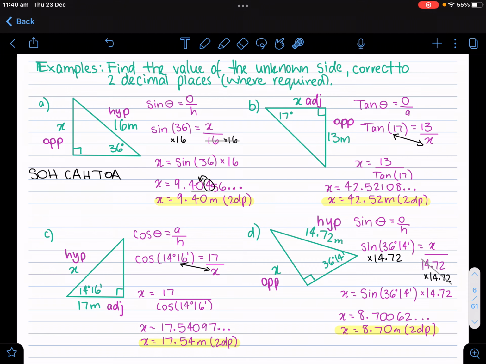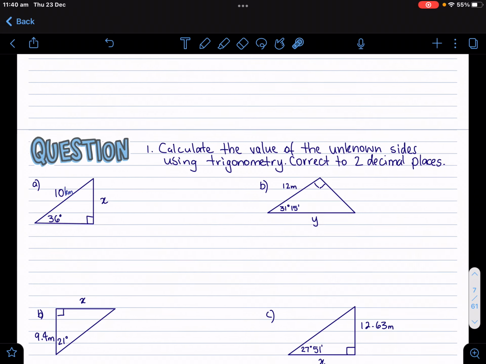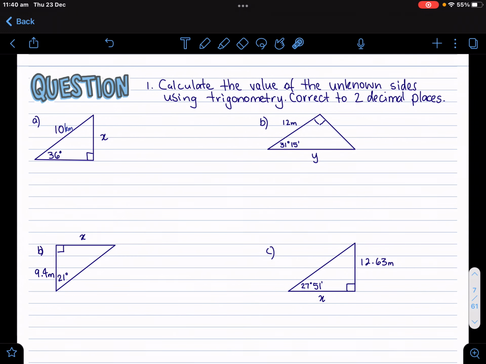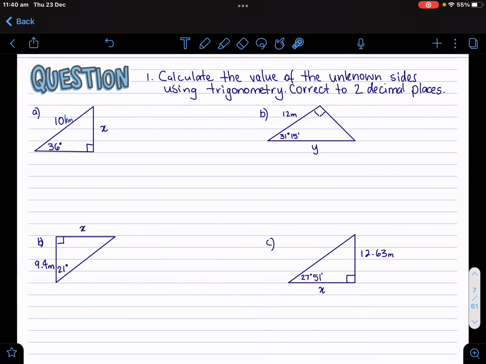Hopefully after all those examples, you're getting a better hang of this. I got a few questions here for you to try. Give them a shot. If you get them wrong, it's fine. We'll just do them again. Label the triangle, identify the trig ratio, substitute into the trig ratio, use equations, and round off as the question says, correct to 2 decimal places. Pause the video, give them a shot, and come back and check if you got the right answers.